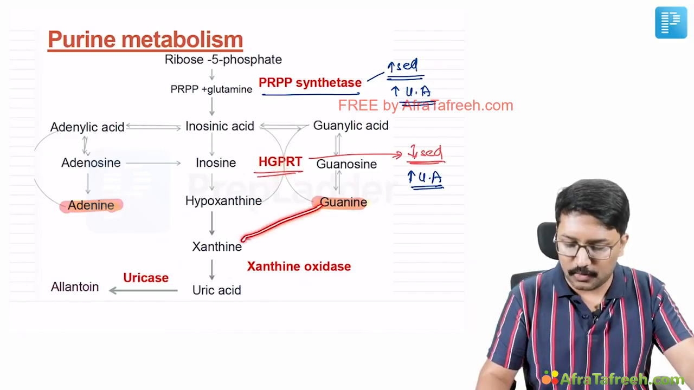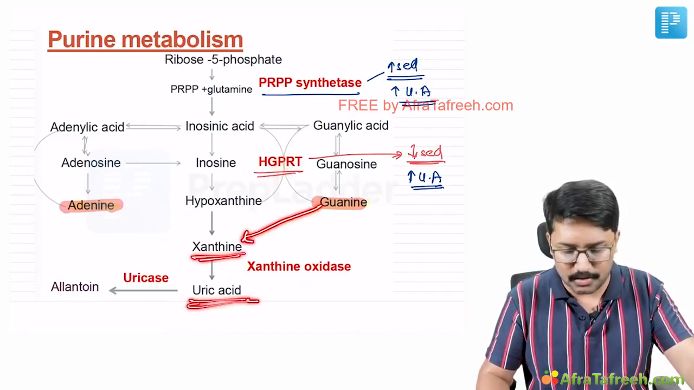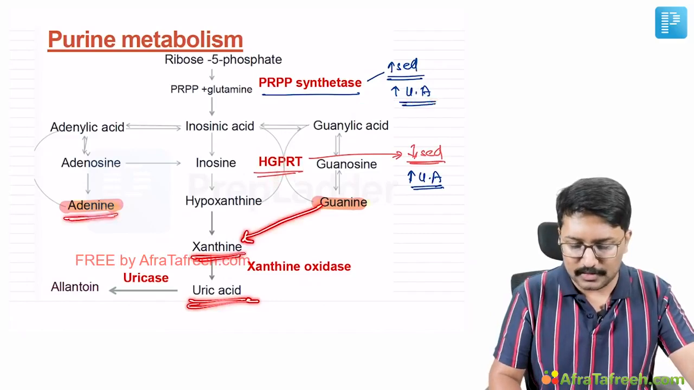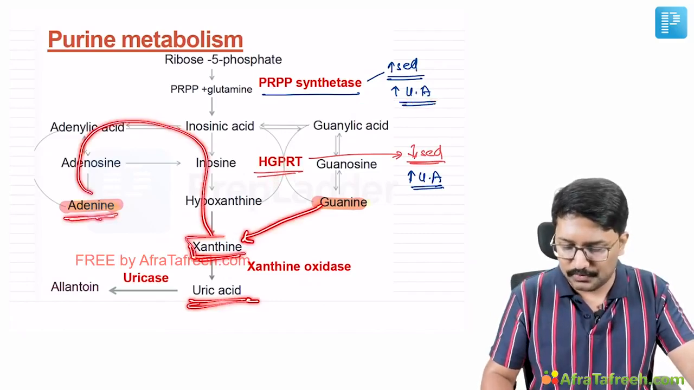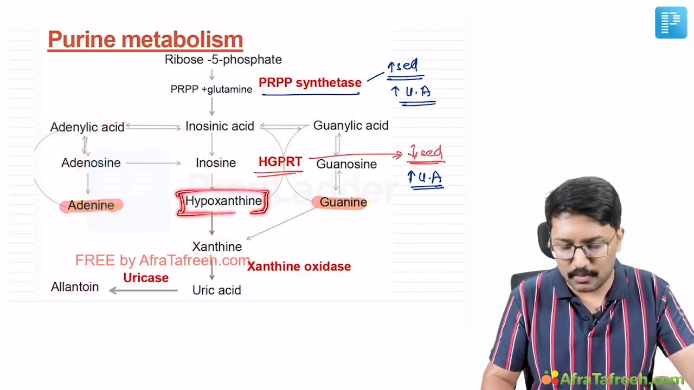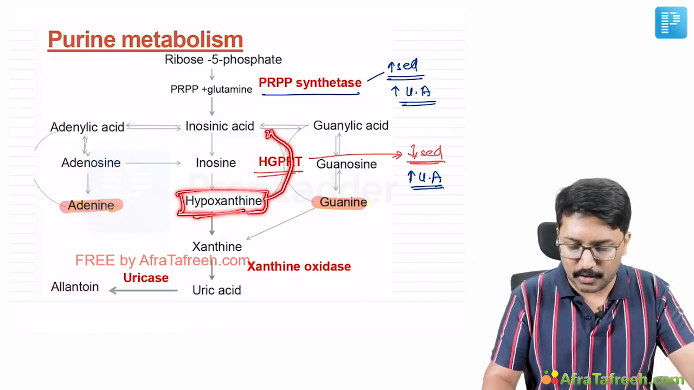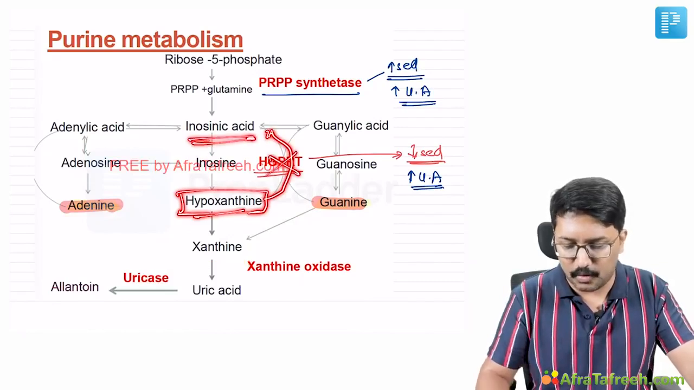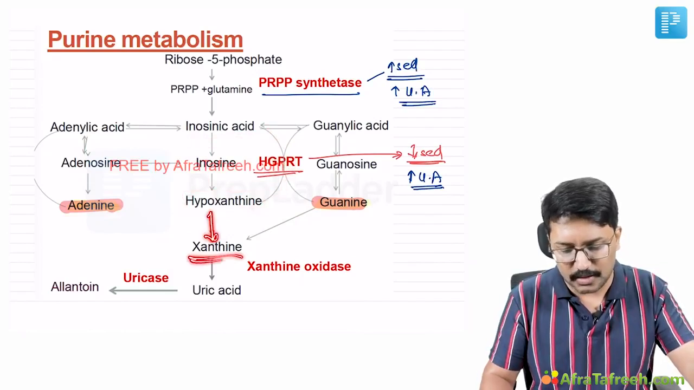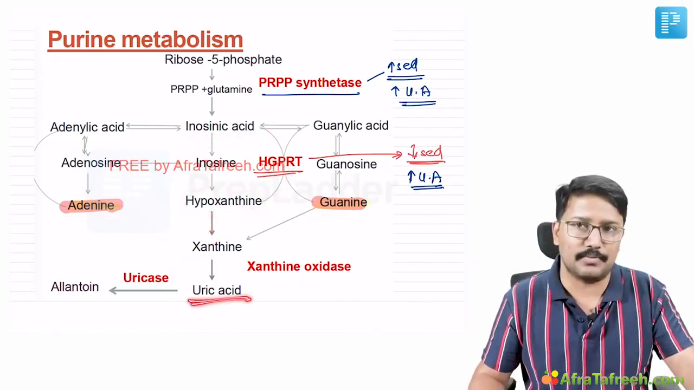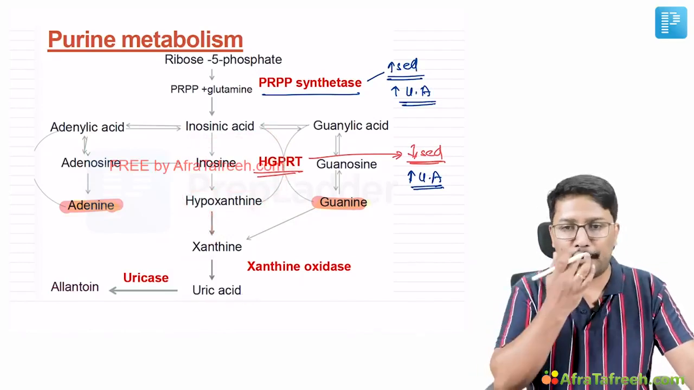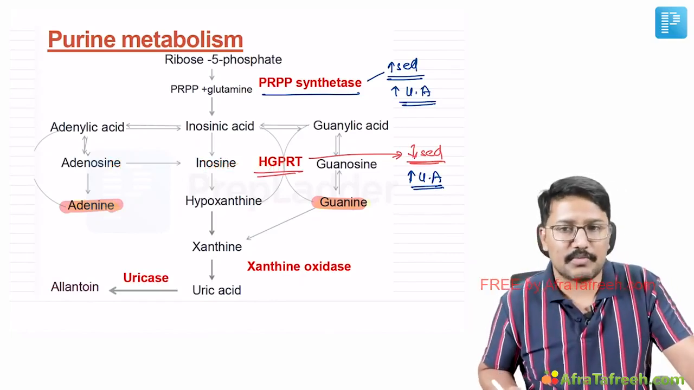So all the guanine that is formed has to be converted to xanthine and eliminated as uric acid, and all the adenine that is formed has to be converted to xanthine only, because hypoxanthine will anyway be formed, and that will not be converted back to inosinic acid. This pathway will be blocked. So hypoxanthine will eventually be converted to xanthine only, and thus uric acid, right? Clear? So we have learnt about 3 important enzymes.